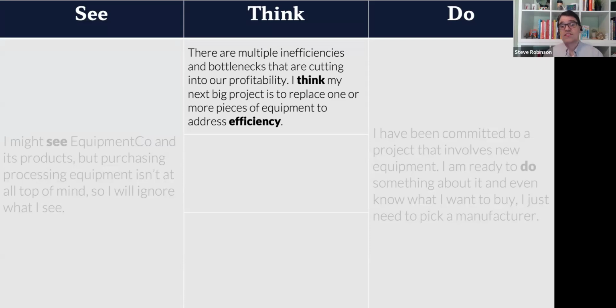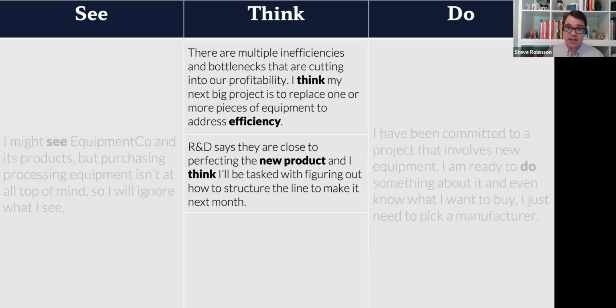There are multiple inefficiencies and bottlenecks that are cutting into our profitability. I think my next big project is to replace one or more pieces of equipment to address the efficiency problem. The plant's not running smoothly. I want to fix that because it's my job to fix that. I know I'm going to have to replace a few pieces of equipment in order to be able to do that.